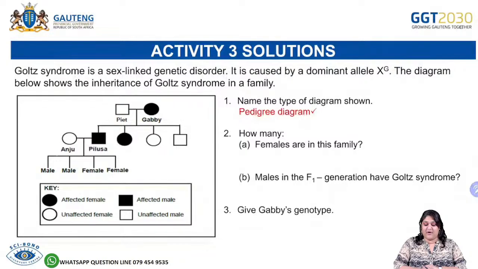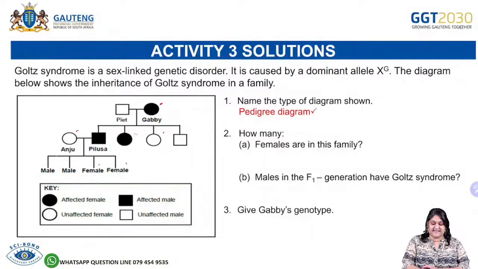Number 2, how many females are in this family? Now we go to all the females. The females are depicted by circles. So how many females in total? Let's count them. This is number 1, number 2, number 3, number 4, 5, and 6. Don't forget about these 2. And learners also tend to forget about this one. Poor Anju, just because she's married into the family doesn't mean she's not part of the family. So you would count all the circles in this whole family tree. That's how we get to 6.